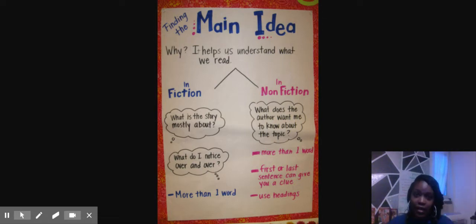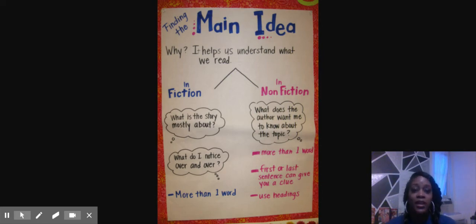So you will find the main idea in the beginning of the text. I'm not going to say it's always the first sentence, but it will be in the beginning of the text. Use headings. Now, if you're talking about a chapter book or some type of biography, the heading will always tell you what that chapter or page or paragraph will be about in a nonfiction text. These are some things I want you to think about as you move forward.